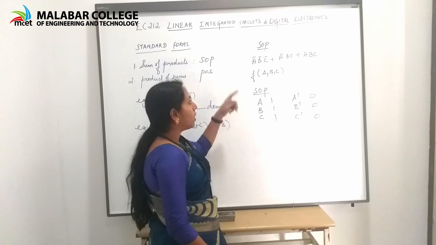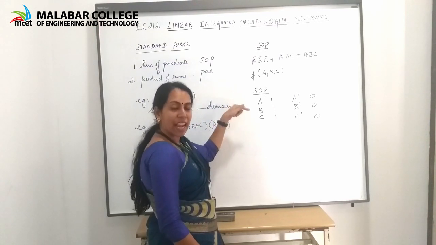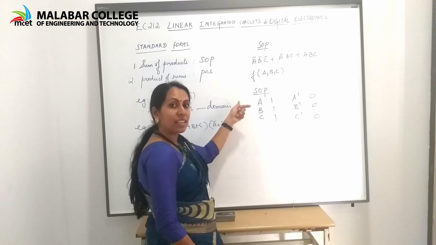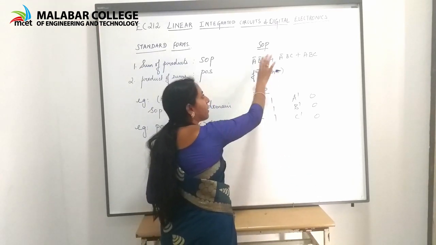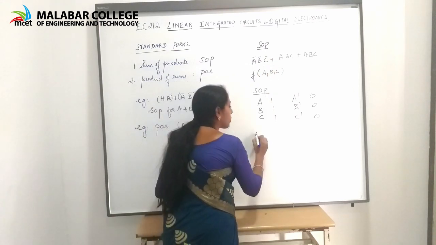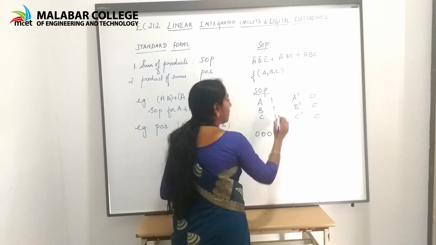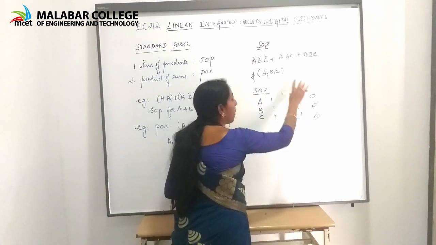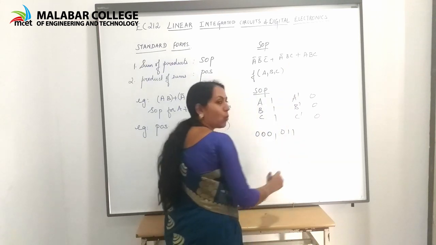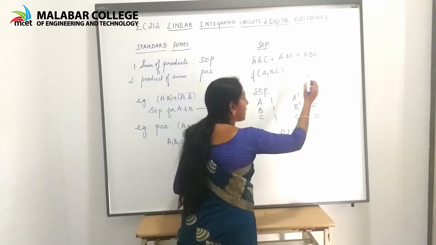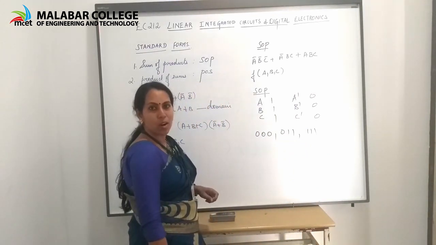If so, the above expression can be written in its binary form. So A bar, B bar, C bar, everything is complement, so we can write 0, 0, 0. The next term will be A bar, which is 0. B will be taking the value 1. C will be taking the value 1. And A, B, C means 1, 1, 1.